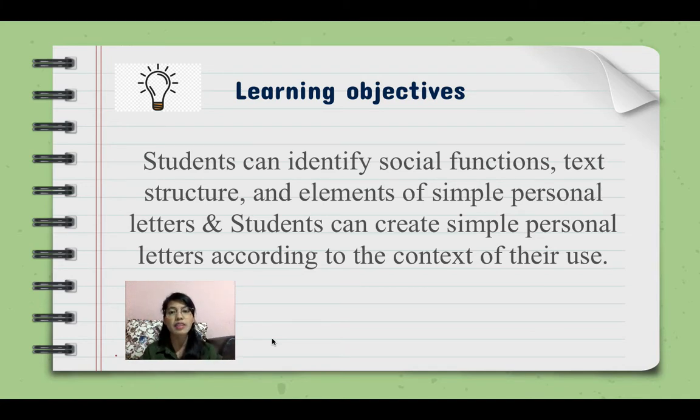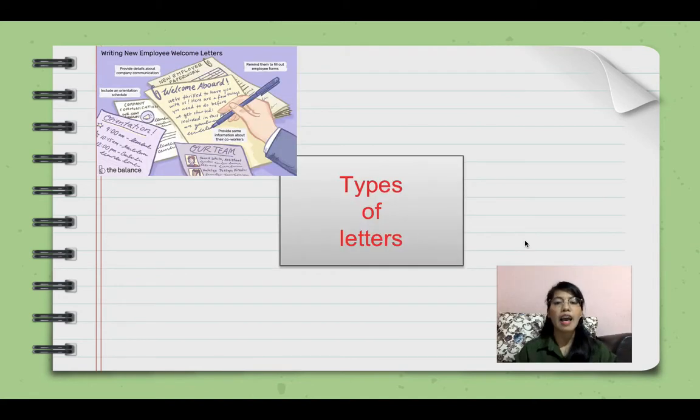So here is the learning objective. Students can identify social functions, text structure, and elements of a simple personal letter, and students can create a simple personal letter according to the context of their use. So here's the learning objective, and here is the type of letter.